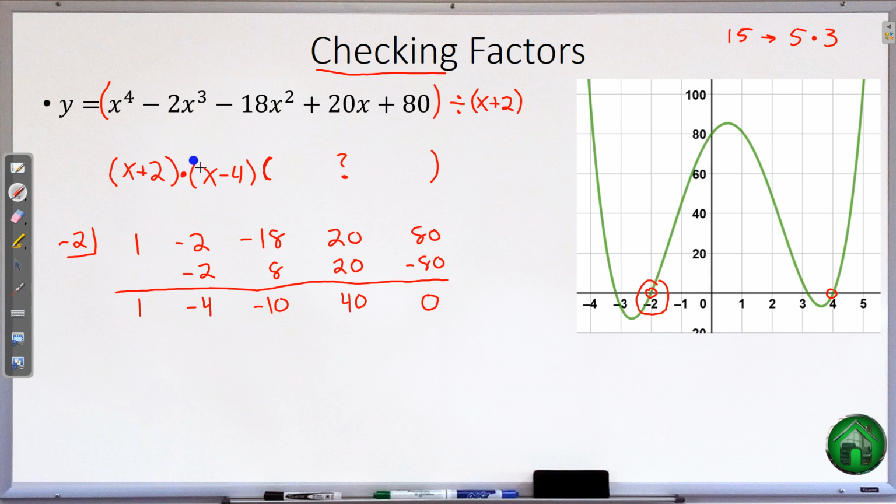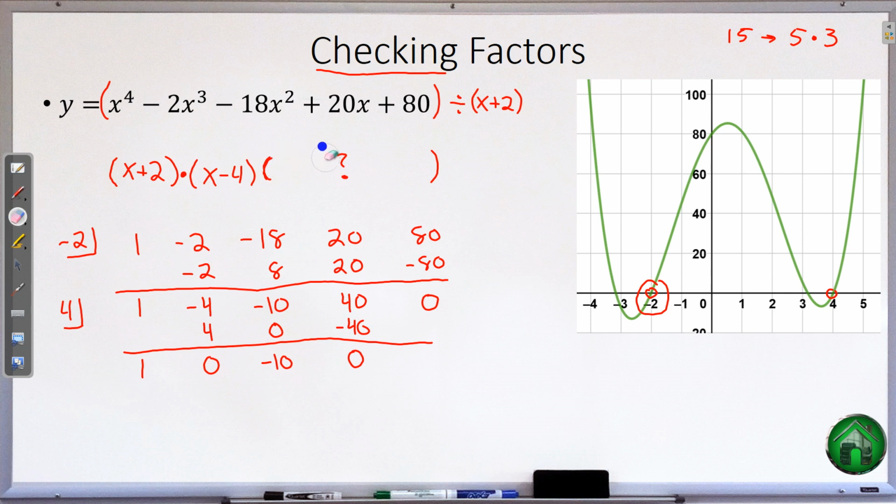All right, but we also want to check this one. So we can just keep doing it with what's left over. We don't have to set up the problem again. We just try this with a 4 now and keep going. So the 1 comes down. 4 times 1 is 4. Add those together, you get 0. 4 times 0 is 0. Add those together. 4 times negative 10 is negative 40. And again, we get 0. And so this one also checks out.